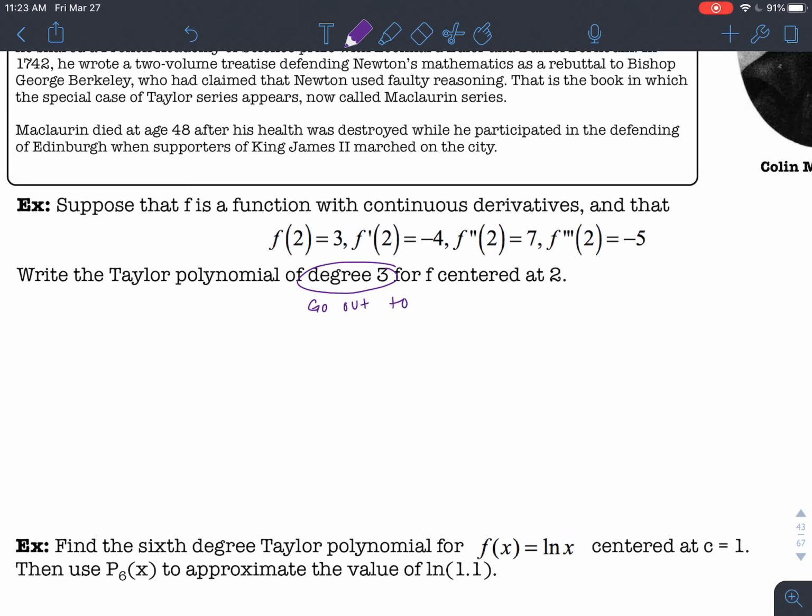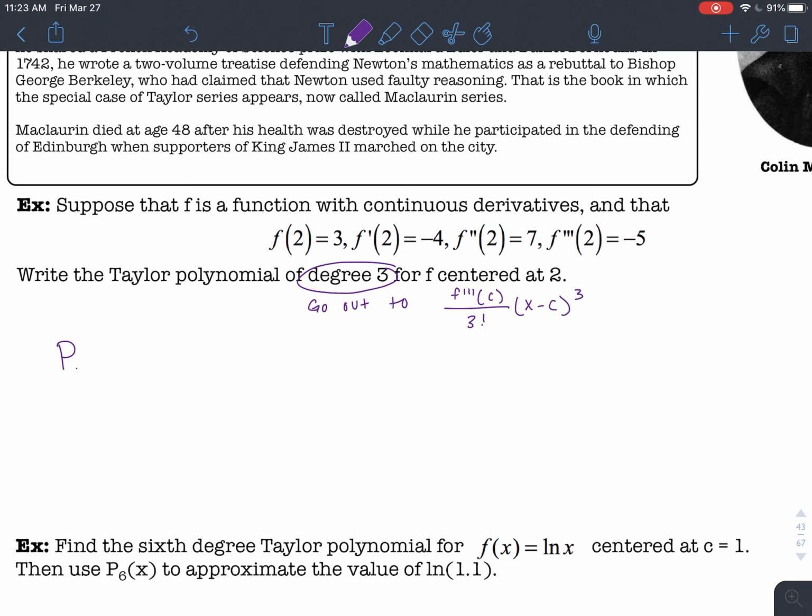So all this tells us is that we need to go out to the third derivative of c over 3 factorial times x minus c cubed. So for this first example, I'm going to write everything out. We're going to be very thorough about it. So we want the third degree Taylor polynomial.